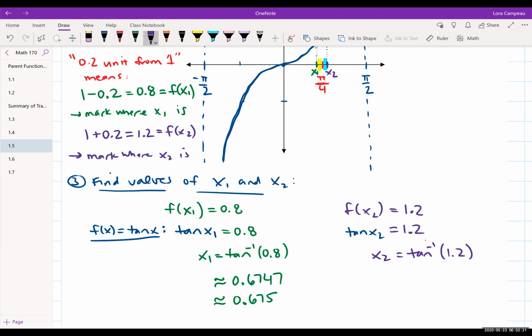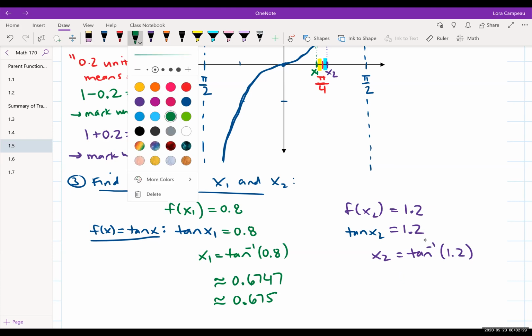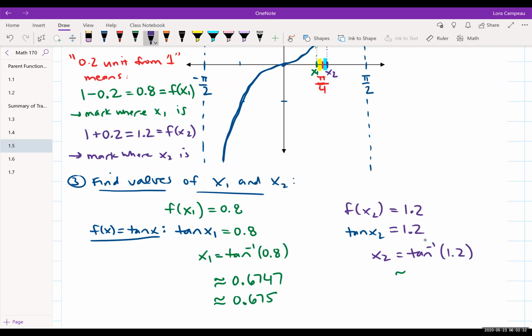Similarly with x2, the inverse tangent of 1.2, let me make sure it's an approximation. So I'll keep with my notation. There we go. So we have 0.8761 if I'm rounding from my calculator, or if I'm using 3 decimal places, 0.876. So we actually have those x1 and x2 values. So remember, x2 is 0.876 and x1, just so that you guys can see on the graph, it should be 0.675. We know those values.